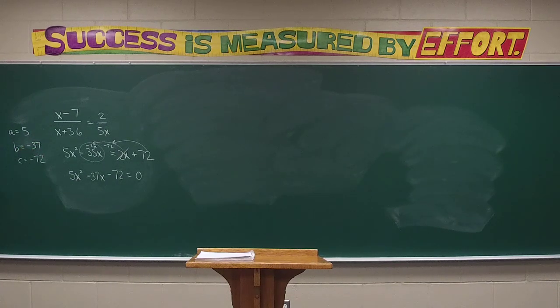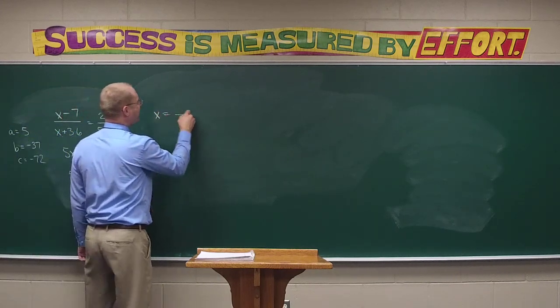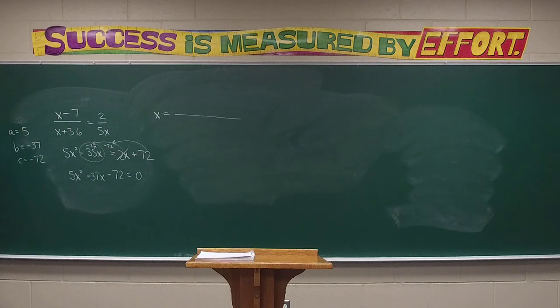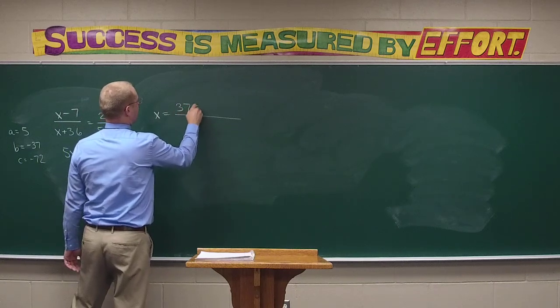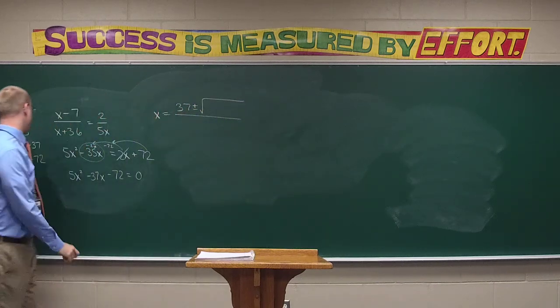I think I like Maddie's idea here because, again, there's just so many ways to split this up. I don't really want to mess with it. I'll just take care of it. Actually, I think, no. I just thought of a way to do it. Never mind. So just plug it into the formula. We've got x is equal to negative b becomes what, class? 37. Positive 37, plus or minus, here's where it gets fun, calculators at the ready, b squared.